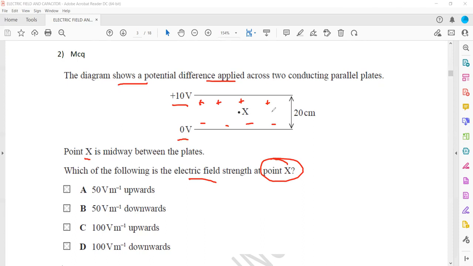Remember, the electric field strength between the two parallel plates is constant. The electric field is constant between the two parallel plates. So we have the formula V equals E D, or E equals V divided by D. The strength of the electric field between the parallel plates is given by the potential difference, 10, divided by the distance, but this is in centimeters, so we have to convert it to meters, so it will be 20 times 10 to the power minus 2.